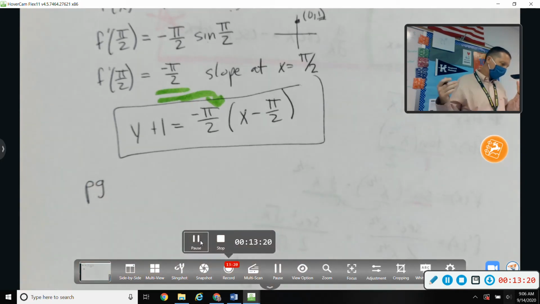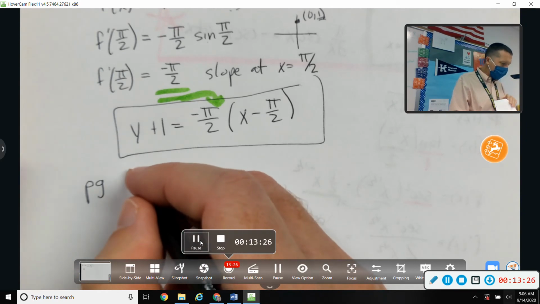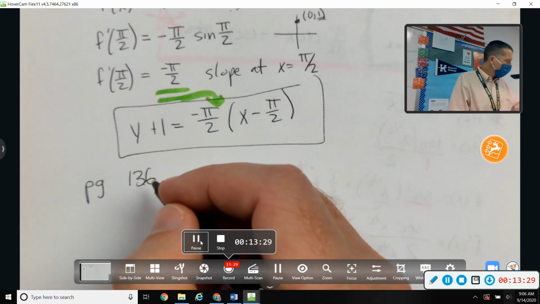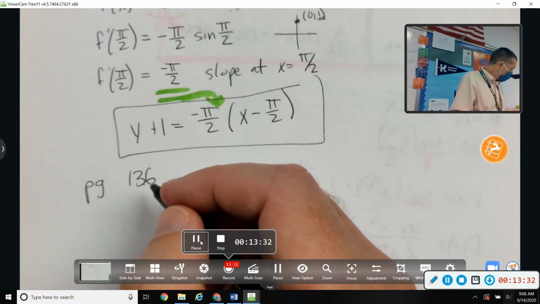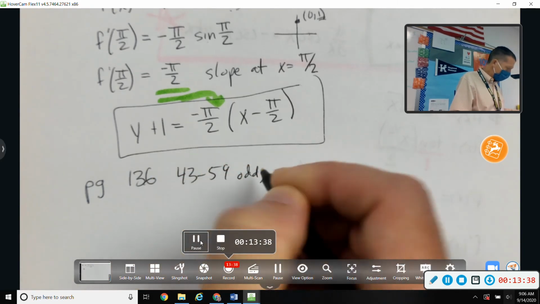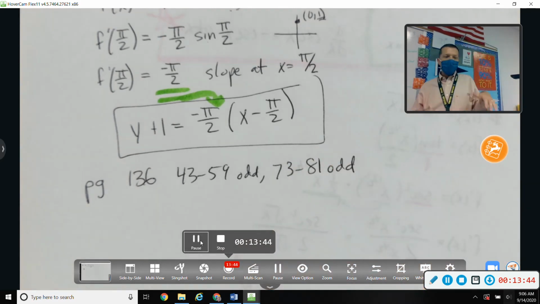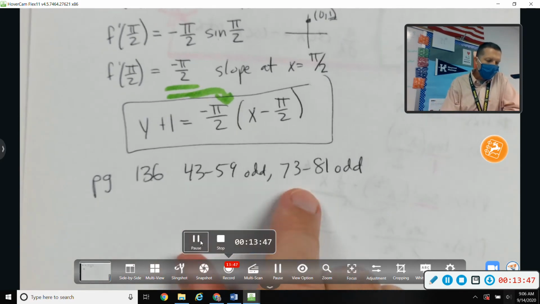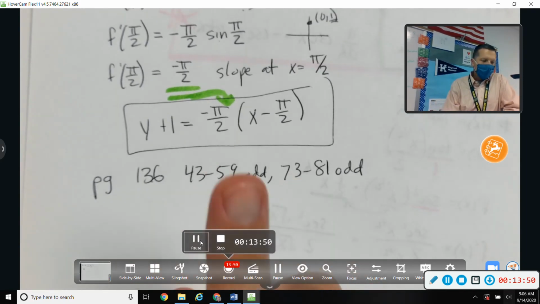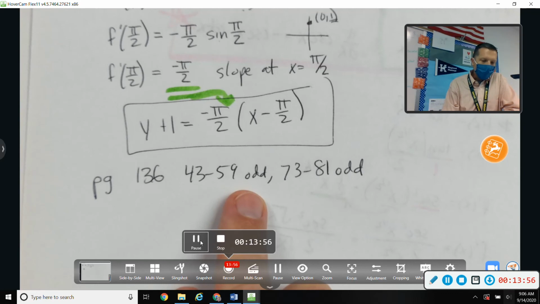All right, so again, putting it all together. The assignment that goes with this is that same page, 136, and it's 43 to 59 odd, 73 to 81 odd. All of that really serves as a good review because this isn't just trig stuff. This is trig and chain and quotient, product and power. I did give you a review sheet, but this is one of those sections where the further we go, the more we've built in review.